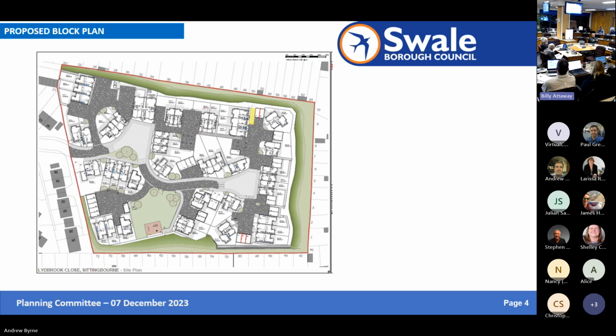Okay, those in favour of a site visit, please show. 1, 2, 3, 4, 5, 6, 7, 8, 9, 10, 11. Well, it's only down the road from Norwood, isn't it? So those against, 2, and abstentions, 2. Okay, so that's been deferred for a site visit.